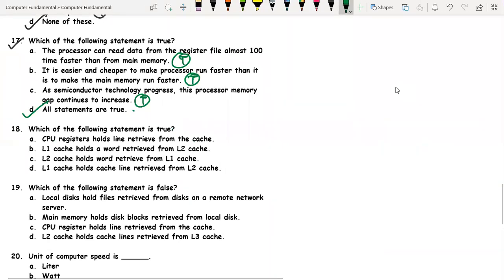So that's the reason why all the statements are true. As semiconductor technology progresses, this processor and memory gap continues to increase. That's true. It is easier and cheaper to make processors run faster than it is to make main memory run faster. True. The processor can read data from the register file almost 100 times faster than from main memory. That is also true. These three are just the statements from the slide. All the statements are true. That's the answer. Okay, let's move to question number 18.